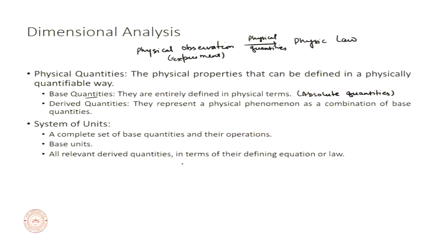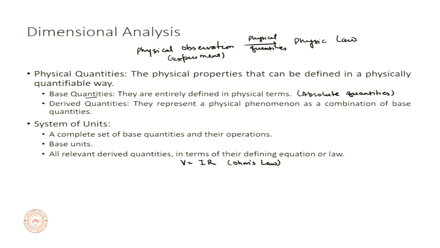A small example is that voltage is equal to I times R. Okay, in this case I, the current, is a base quantity. Voltage and resistance both are derived quantities. These derived quantities and base quantities in a physical law, that is our Ohm's law, define a physical phenomenon. All right.